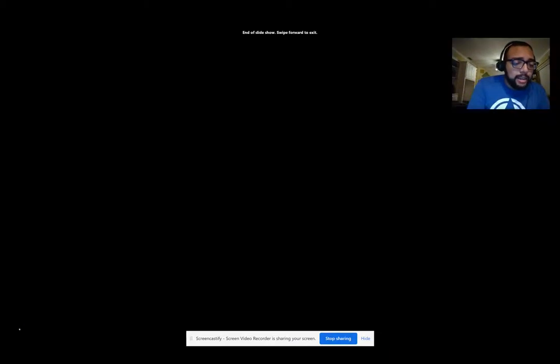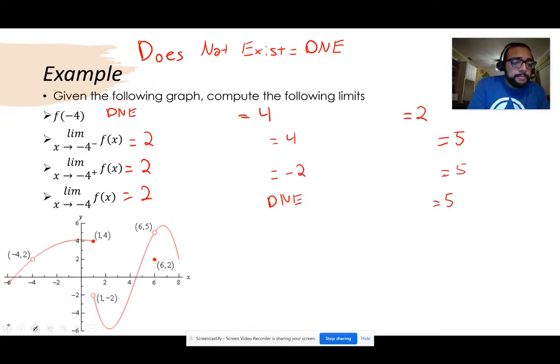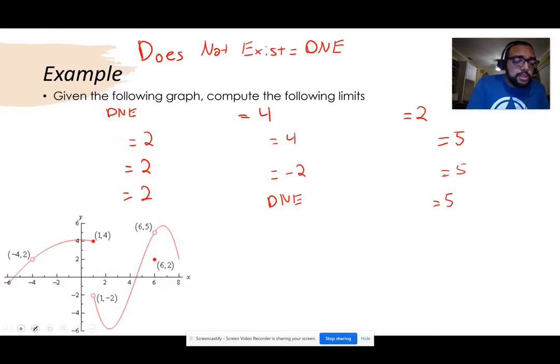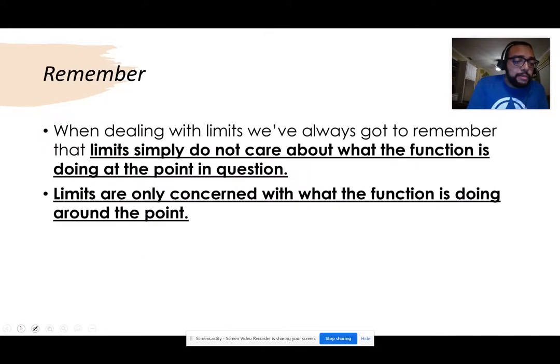I think that was the last slide, right? Yeah. So then I do want to emphasize again this summary page. If the limit as x approaches a from the right equals the limit as x approaches a from the left, that means the limit exists, and it's that same number that they're equal to. And the opposite direction: if the limit as x approaches a from the right is not the same as approaching from the left, that means the limit does not exist. All right. So this was just a different way to view limits.